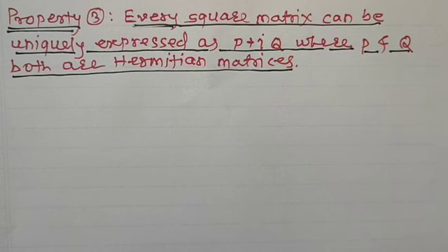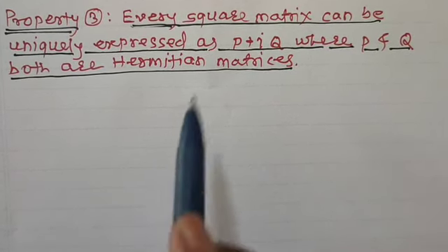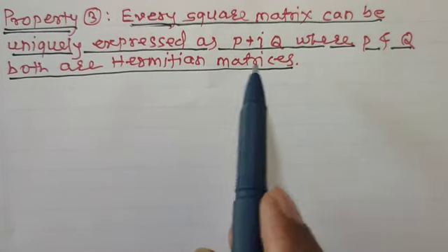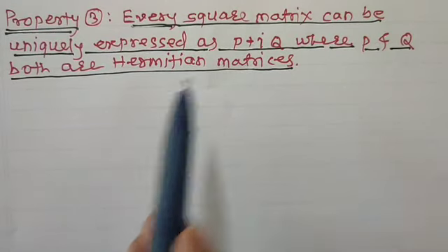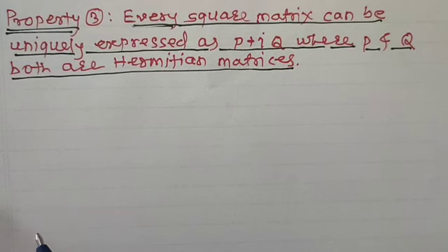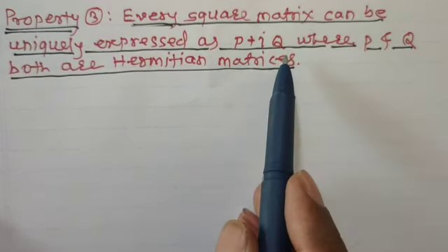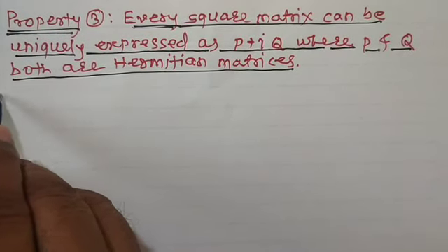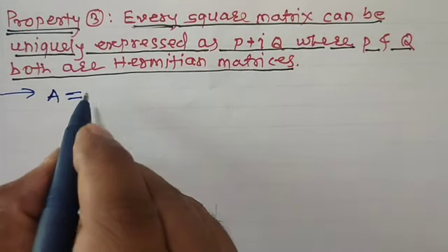Today we have to study property number 3 of matrices. Every square matrix can be uniquely expressed as P plus iQ, where P and Q both are Hermitian matrices. Okay, means square matrix A we can express in the form of P plus iQ, where P and Q both Hermitian matrices.